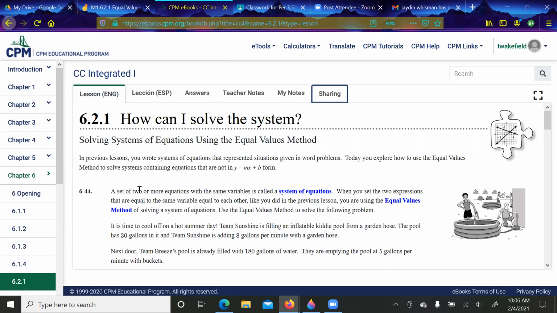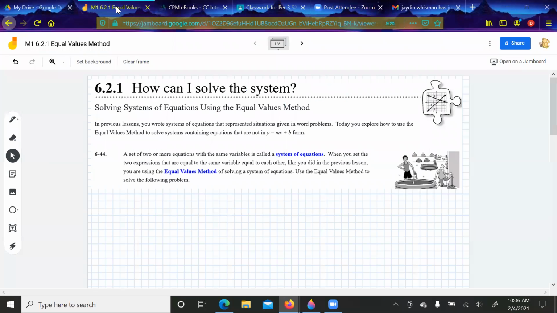We're not going to do 44. We're just going to read it. Solving systems of equations using the equal values method. Okay, let me get my Jamboard up here so I can write on it. So here's a set of two or more equations with the same variables is called a system of equations. When you set the two expressions that are equal to the same variable equal to each other, like you did in the previous lesson, you are using the equal values method of solving a system of equations.